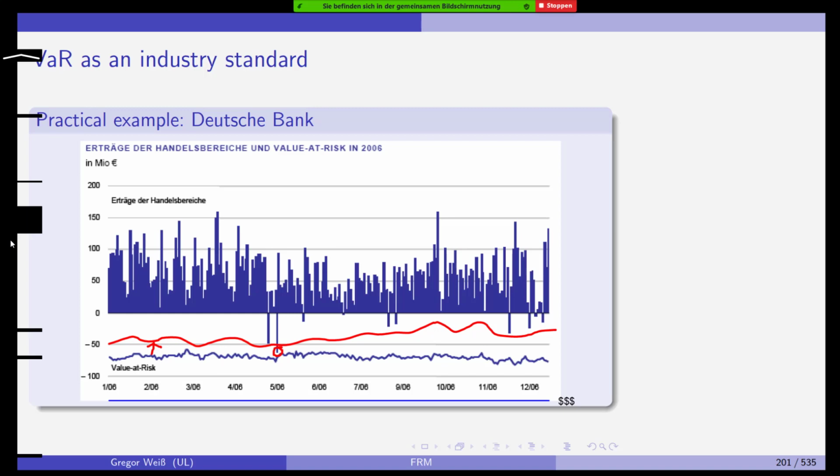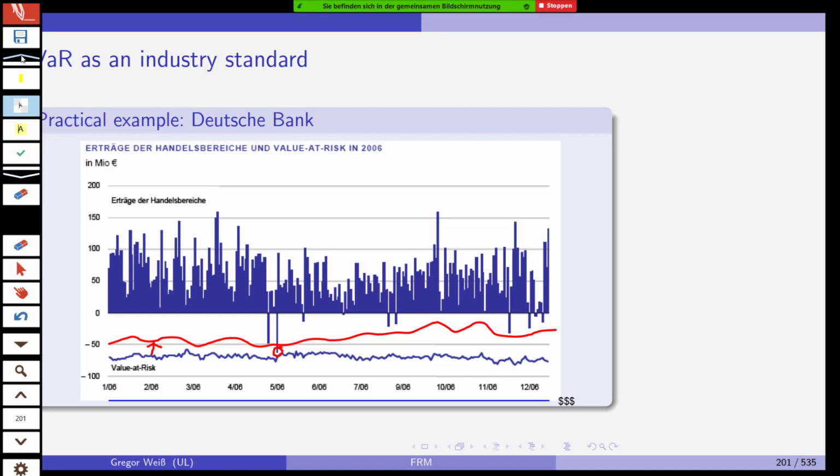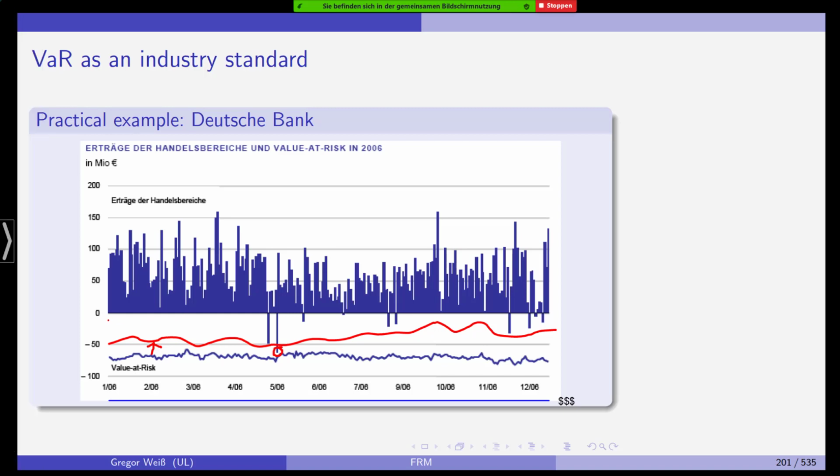Of course, if you have a risk model that looks like this, give me my red line. If you have a risk model that looks like this, this is too optimistic. You're incurring too high losses and too many losses. So this would be a risk model that is also inadequate.